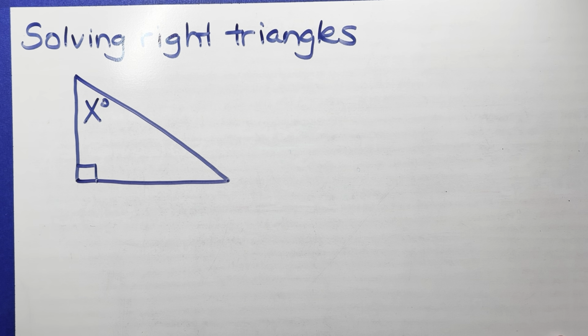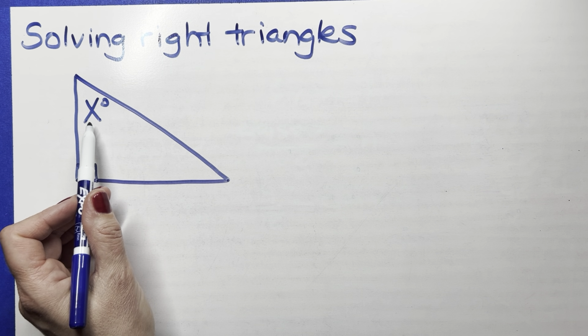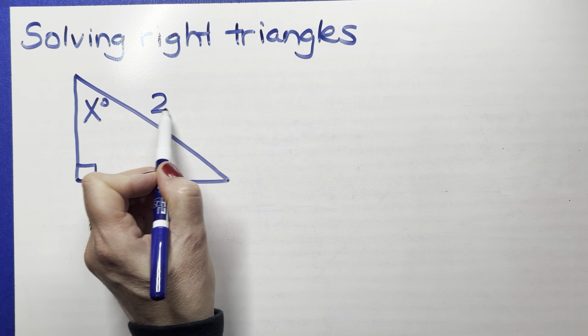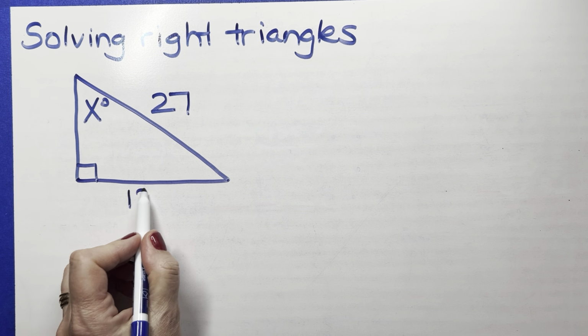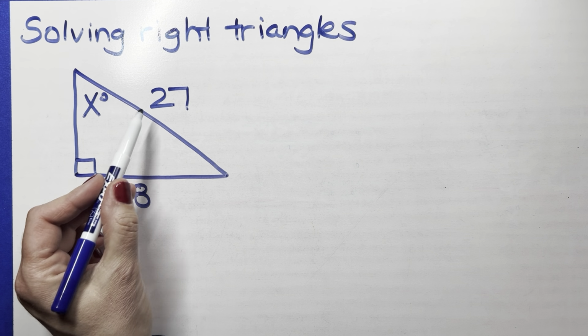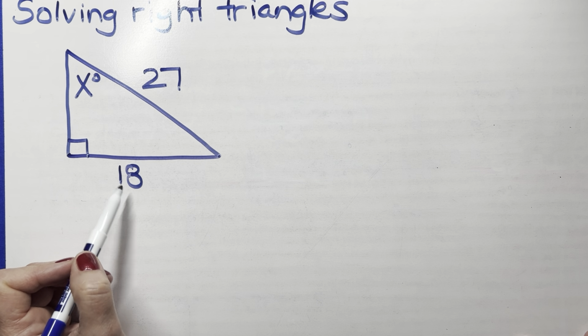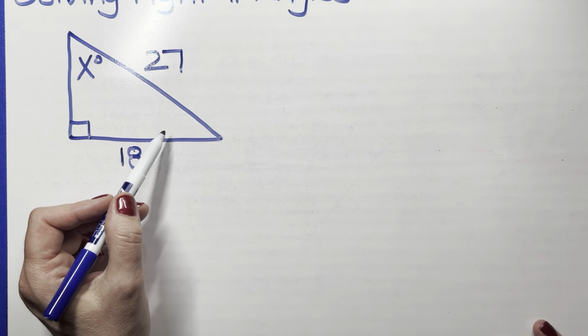In this right triangle, I've labeled where the right angle is, the angle that we want to find, and here are two sides that we know of our triangle. The hypotenuse is opposite the right angle, so that's 27, and we have this leg that's 18, but we don't know either of these acute angles.